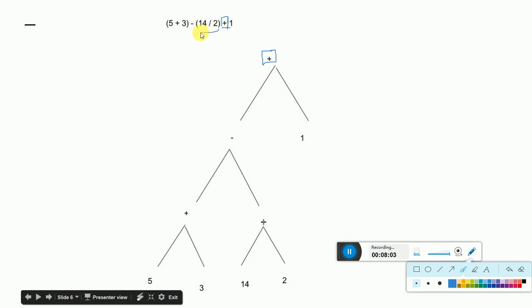Now, how do we get all of this? What's the biggest thing that's happening there? We've got two parentheses that are being separated by a subtraction sign. So we put the subtraction there. And then likewise, within each parentheses, we have a plus sign and a division sign. And so we go from there.